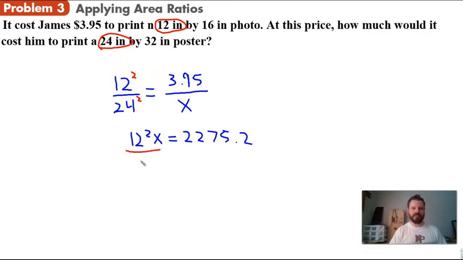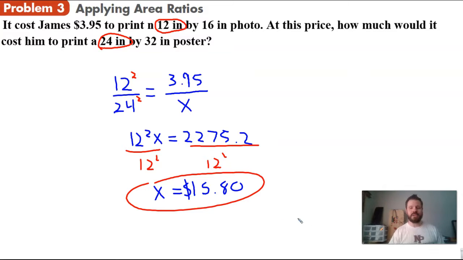Let's cross multiply and divide. I'm just going to divide this by 12 squared then. And what I'm left with then is x is equal to 15.8. I'm going to say $15.80 because we're talking dollars and cents. All right, that's how you can use the same idea from the last problem, squaring the lengths to make an area ratio to solve for cost or really solve for anything that's based on the area.